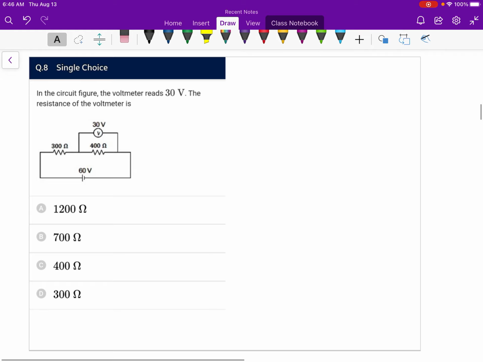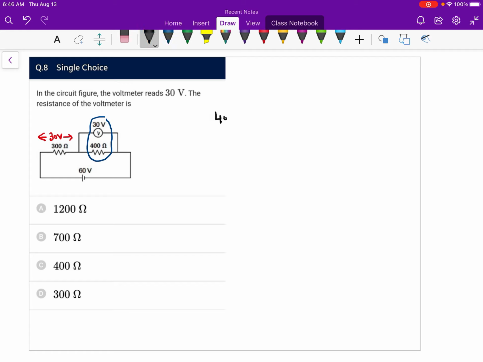In the circuit, the voltmeter reads 30 volts. If the voltmeter reads 30 volts, then the voltage on the 300 ohm is also 30 volt. So this means that the equivalent of voltmeter resistance and 400 ohm resistance is equal to 300 ohm, because voltage is divided equally between 300 ohm and the resultant of 400 and voltmeter. That means the equivalent resistance of voltmeter and the 400 ohm is equal to that of 300 ohm.